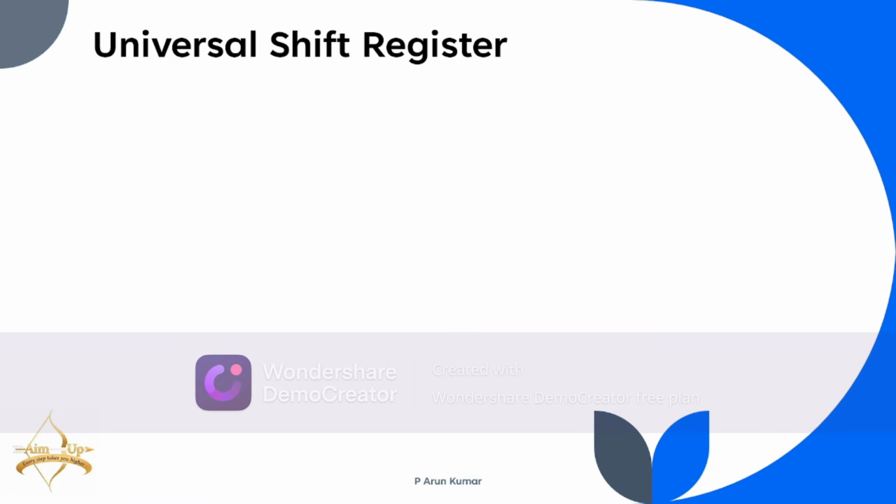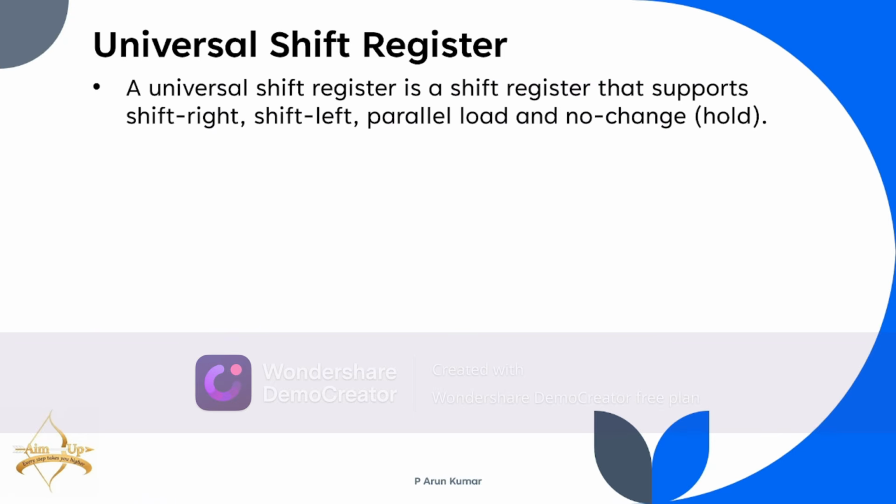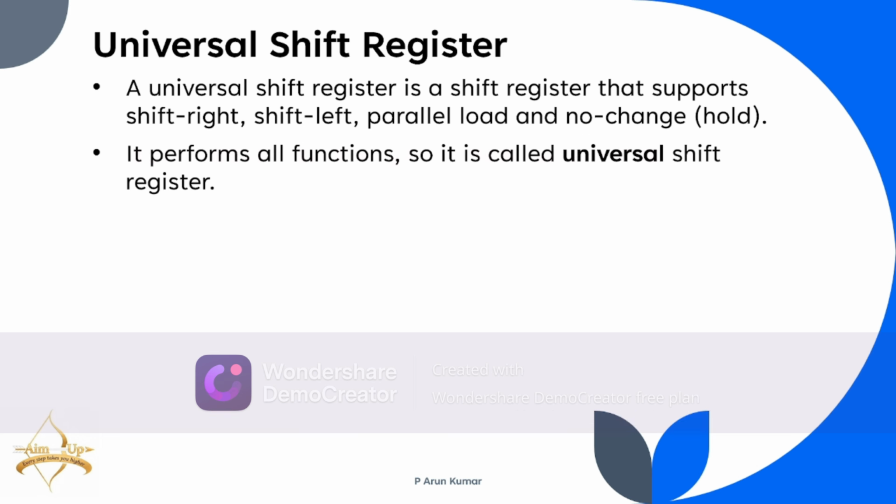The basic meaning of this universal shift register is very simple. It can do all the possible operations like shift right, shift left, parallel load, and no change. So that is the reason it is called a universal shift register. Very simple. Now let us try to design a 4-bit universal shift register.